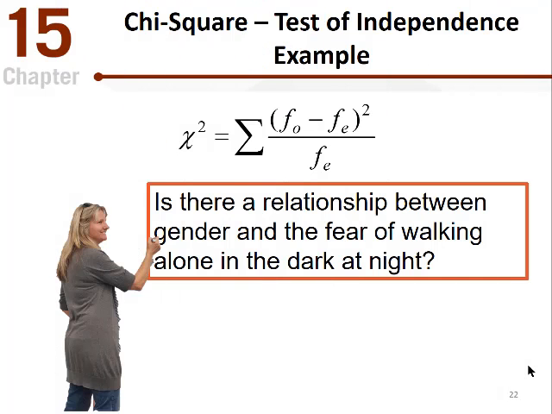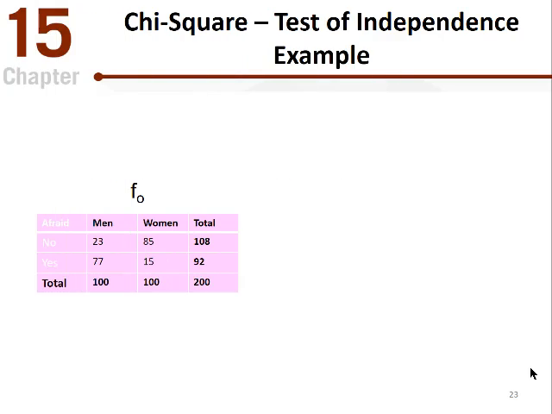Let's say we want to know if there's a relationship between gender and the fear of walking alone in the dark at night. For that, we would use a chi-square test of independence. So we go out and take a sample of 200 people, and this is what we find. We had 100 men and 100 women in our sample. 23 of the men said, no, I'm not afraid. 77 said yes. 85 of the women said, no, I'm not afraid. 15 said yes. So this is our frequency observed.